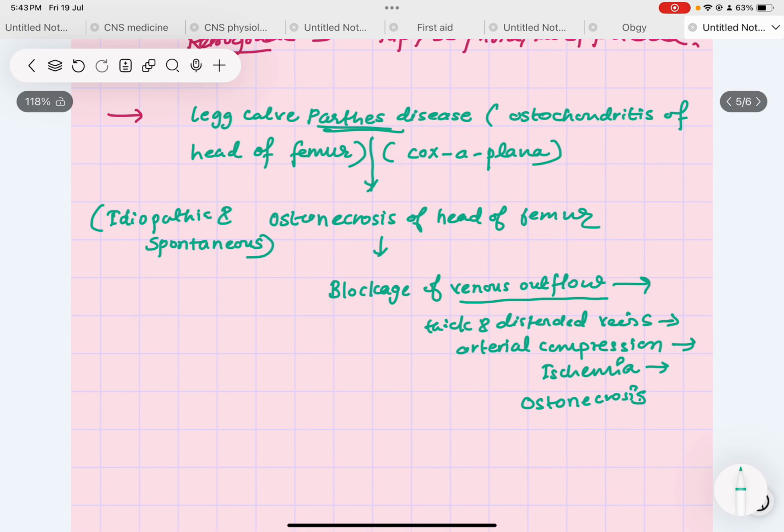While in the elderly, it is mainly due to direct arterial blockage, and the reasons are alcohol, steroids, and radiation, or Gaucher's disease, sickle cell disease, and that will lead to this, or it can be traumatic also, as we have discussed.